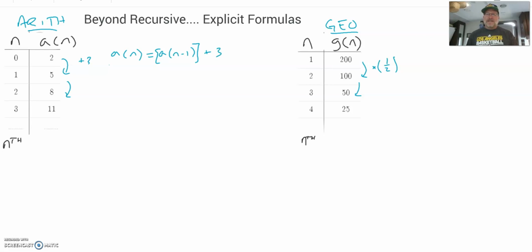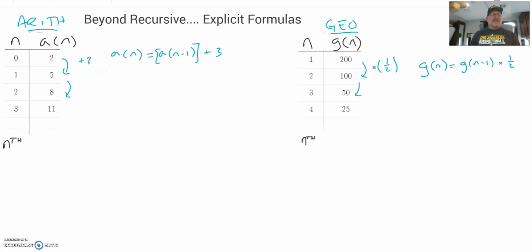On the right, the geometric pattern would take the previous term. Again, g of n minus 1 is an object. We're waiting for an output. We don't do any math to this except find out what the previous term is. That's how we want to look at it. And it looks like we're going to multiply this one. I'll just put a times 1/2. That's a nice way to think of it recursively.